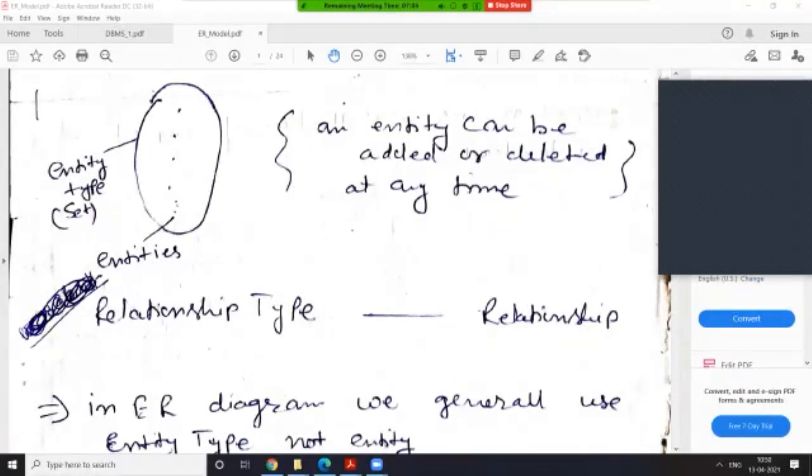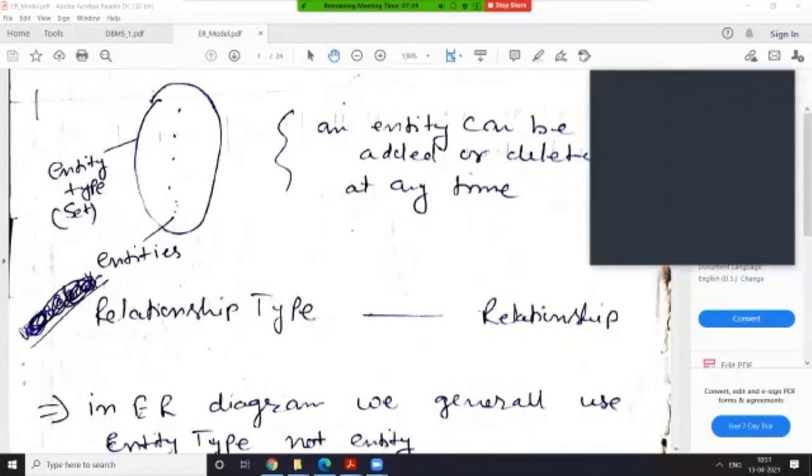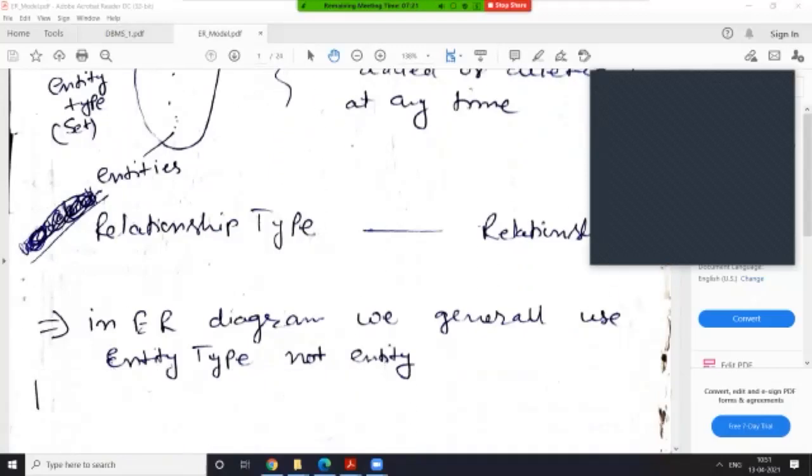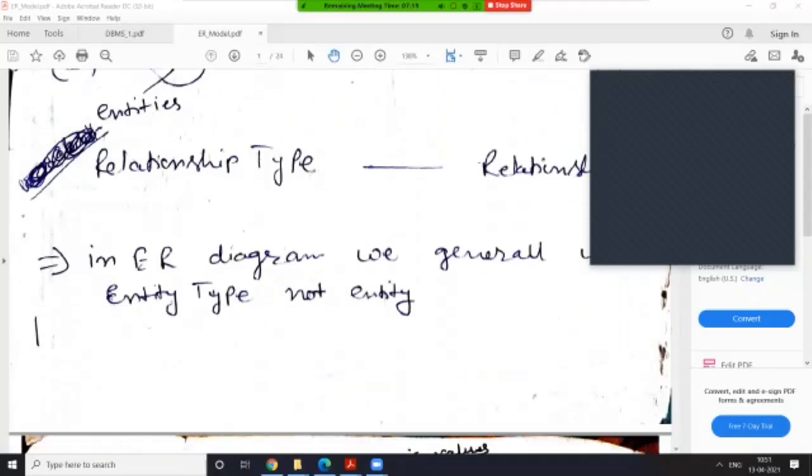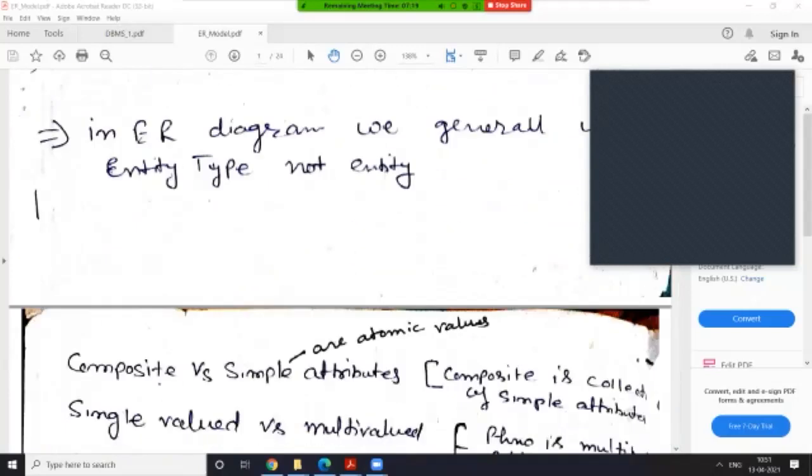So rather than using this word relationship, you can also use the word relationship type, which represents the collection of the relationships among all the entities. This is another aspect to understand this ER model and what the ER model communicates. So in ER we generally use the entity type, not the entity, as I have told you.